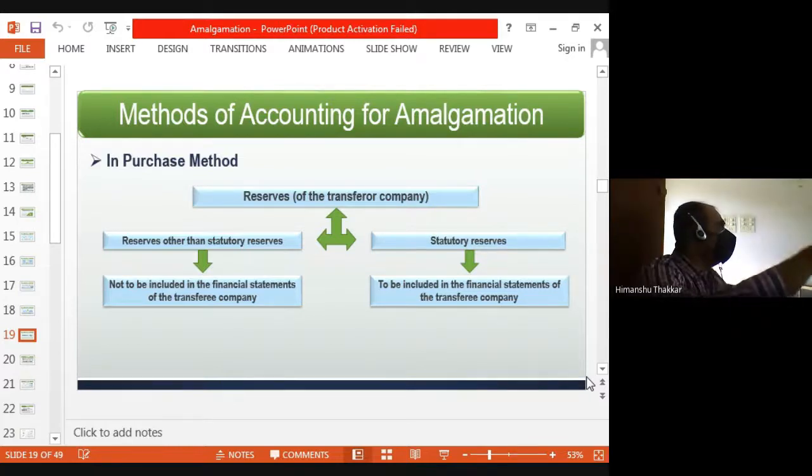In case of merger, no matter which kind of reserve it is, you take both, you club them together. Simple. In merger, it's very simple. But here you need to identify which reserves are statutory reserves, which are other than statutory reserves. If it is a statutory reserve, take it in the balance sheet. If it is other than statutory reserve, just ignore it. Don't take it in your balance sheet. Clear purchase method so far?